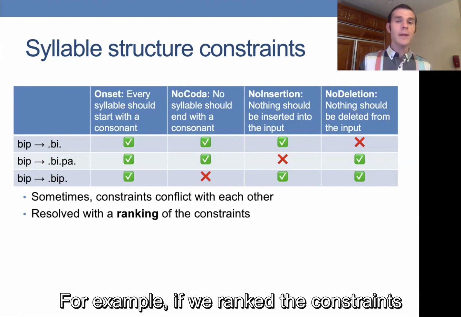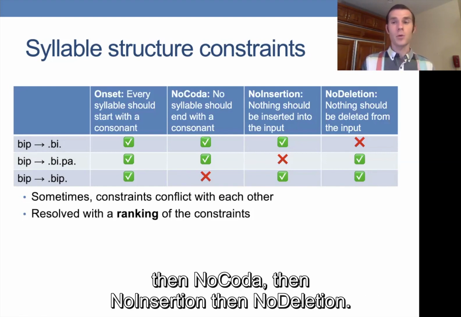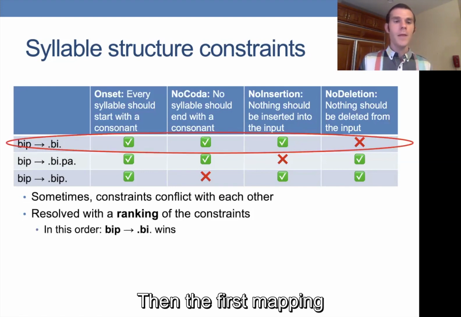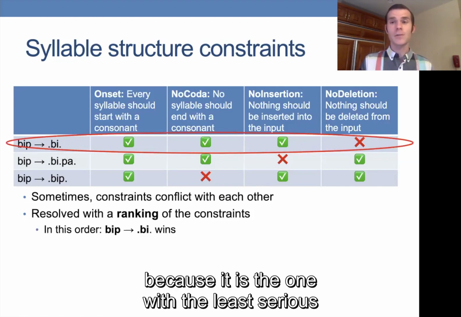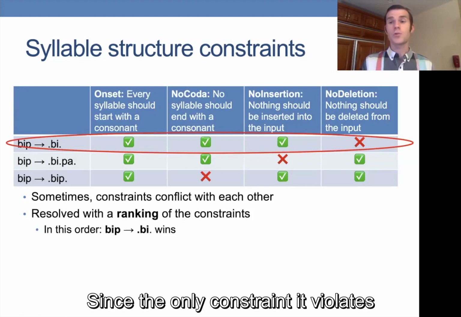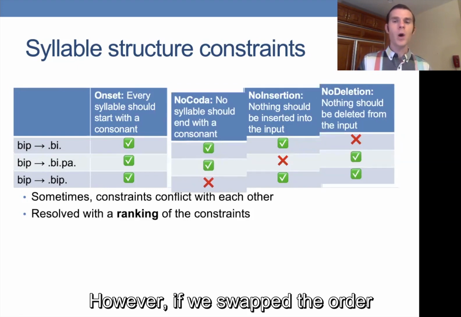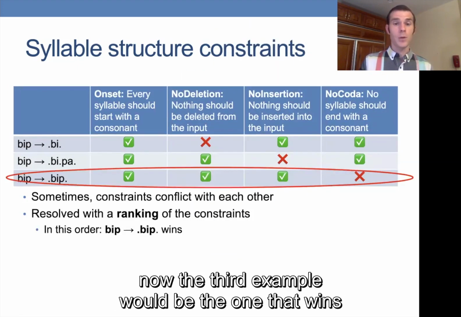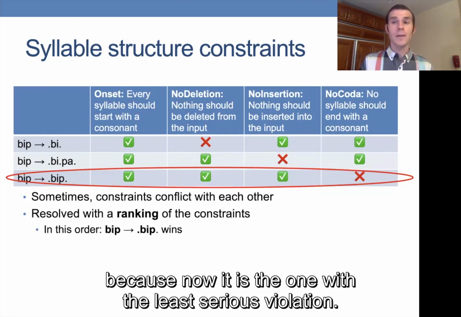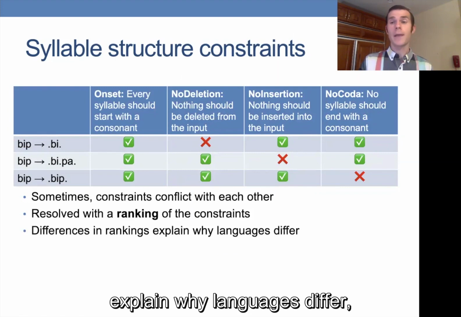For example, if we rank the constraints in the order shown here, with onset ranked highest, then no coda, then no insertion, then no deletion, then the first mapping would be the one that the language would choose because it is the one with the least serious constraint violations, since the only constraint it violates is the lowest ranked one, no deletion. However, if we swapped the order of no deletion and no coda, now the third example would be the one that wins, because now it is the one with the least serious violation. So this example shows how differences in rankings explain why languages differ.